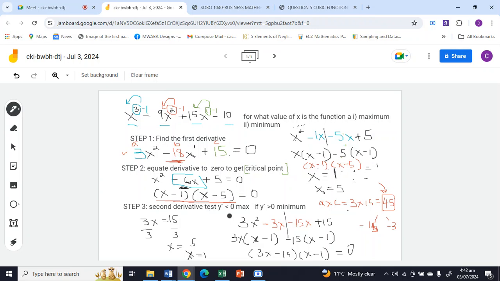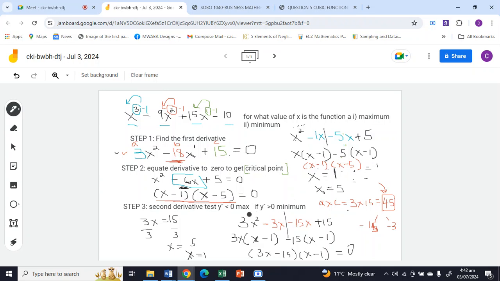So the next part now, we've got our critical points. So we have to go into step 3 where we do the second derivative test. What's going to happen is we're going to derive our first derivative, 3x squared minus 18x plus 15. Once we derive that equation, we're going to substitute x equals 1 into that new equation and x equals 5 into that new equation.